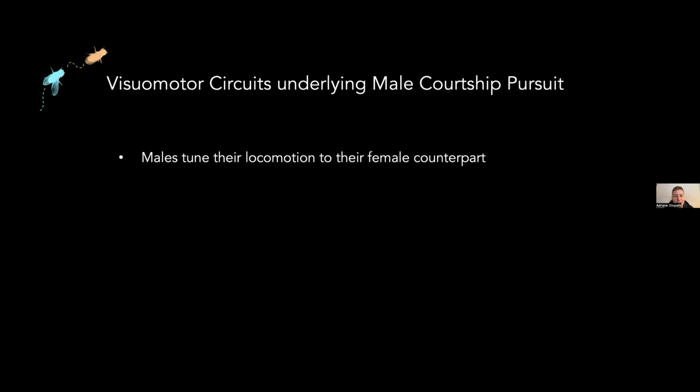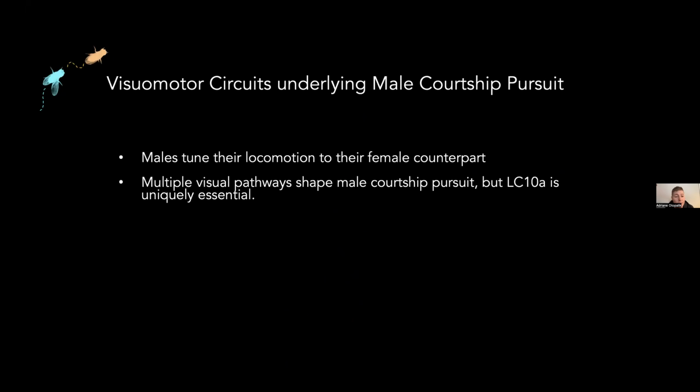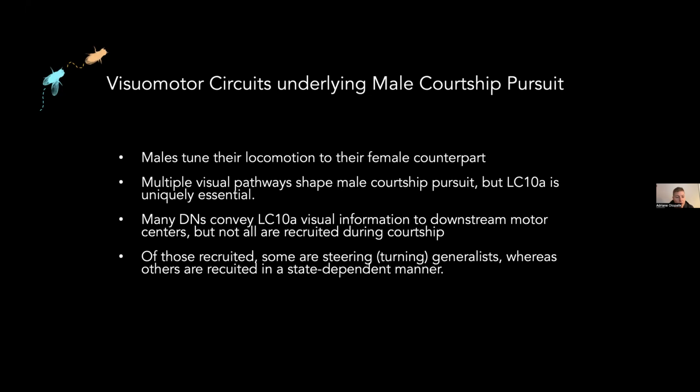Okay, so what have I shown you? I've shown you that males tune their locomotion to their female counterparts during courtship, that multiple visual pathways perhaps contribute to male courtship pursuit, but that LC10A is uniquely essential. I have outlined the many DNs that convey visual information from LC10 to the ventral nerve cord, or downstream motor centers. However, not all of these DNs are recruited for courtship. And I've shown you that of those that are recruited, some are steering generalists, whereas others are recruited in a state-dependent manner, like that DNa02.